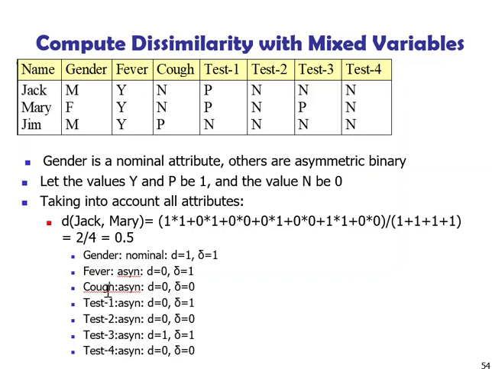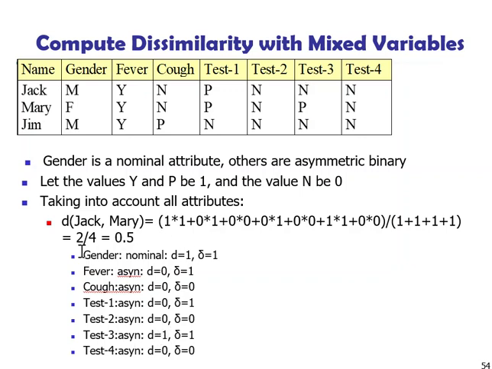Similarly, we do the same thing for cough, test 1, test 2, test 3, and test 4. The weight will be 0 only when both have negative values. So cough, negative. Test 2, both negative. Test 4, both negative. Those are the only places where we have 0 weight. And here the distance is simple, right? When they have exactly the same value, the distance is 0. When they don't have the same value, as in test 3, the distance is 1.